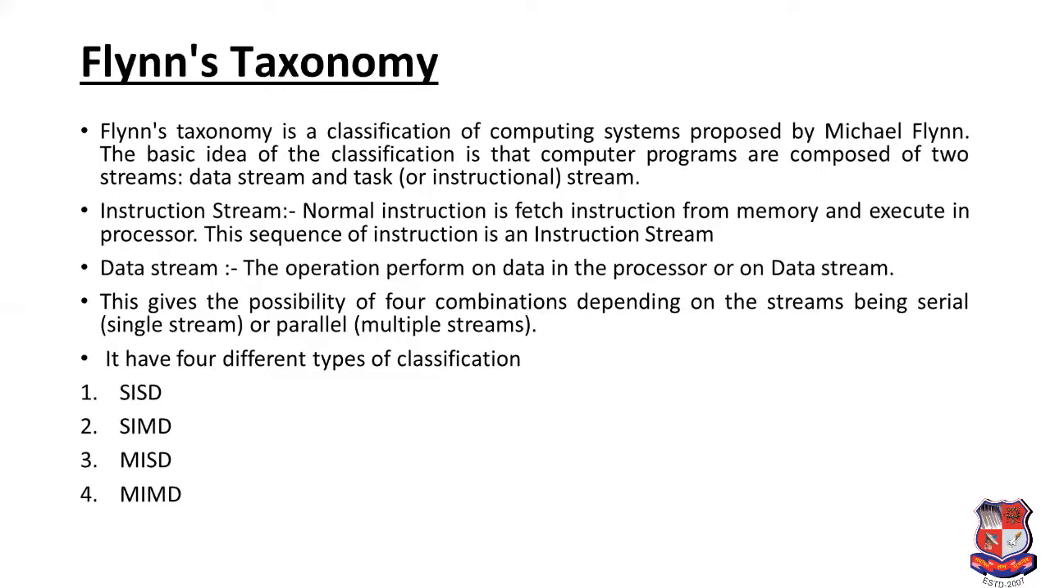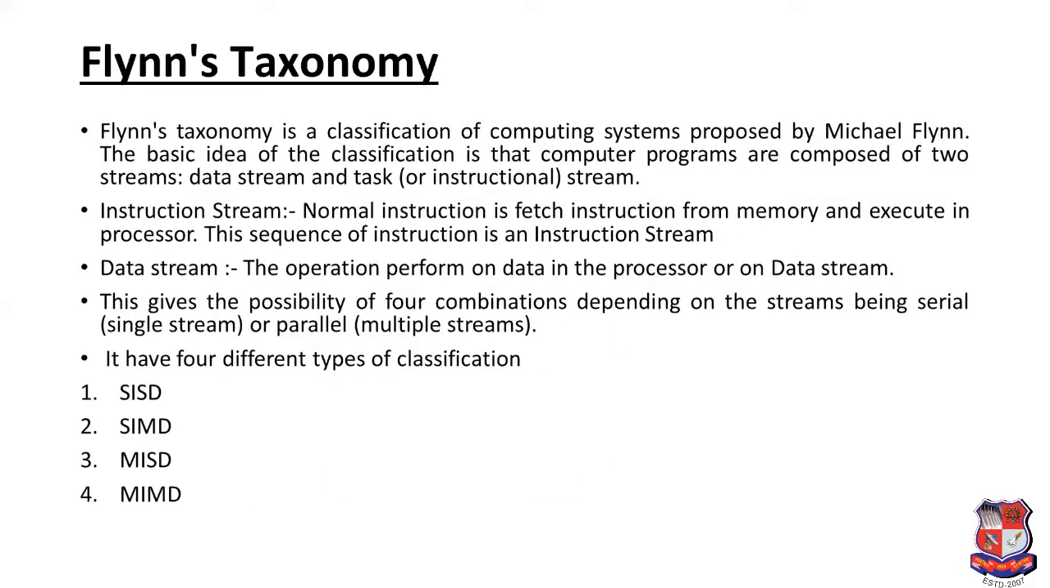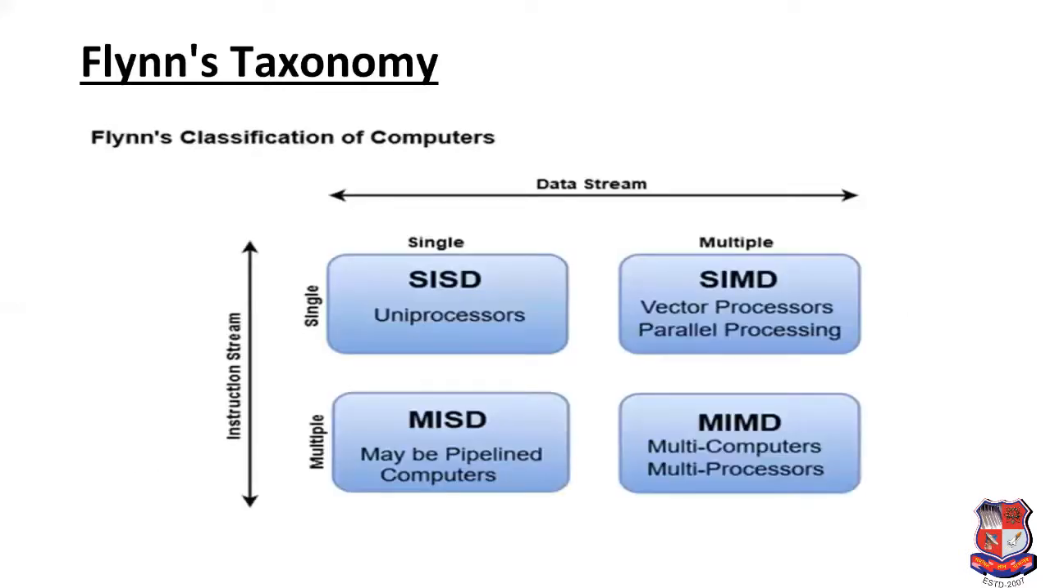This gives the possibility of 4 combinations depending on streams being serial or parallel. Here Flynn's taxonomy provides 4 different kinds of classification: SISD, SIMD, MISD and MIMD. That means single instruction, single data; single instruction, multiple data; multiple instruction, single data; and multiple instruction, multiple data. According to them, it provides the 4 types of taxonomy.